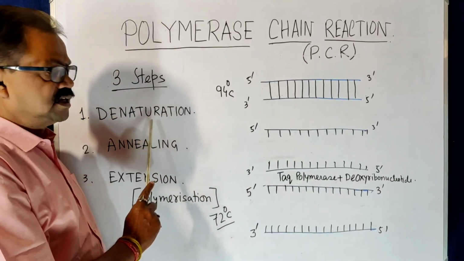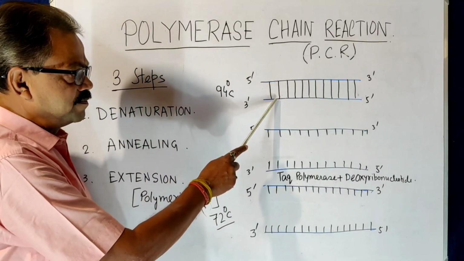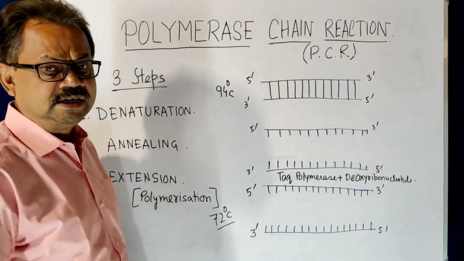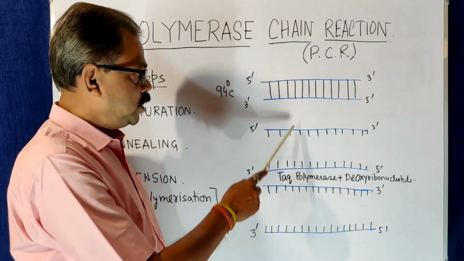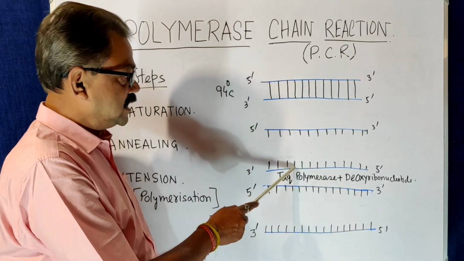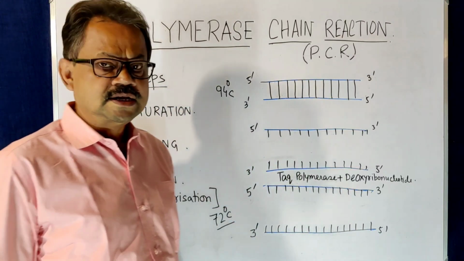During the first stage, denaturation, the DNA fragment is heated up to 94 degrees Celsius, and this DNA breaks up to make 2 separate strands. This process is called denaturation.